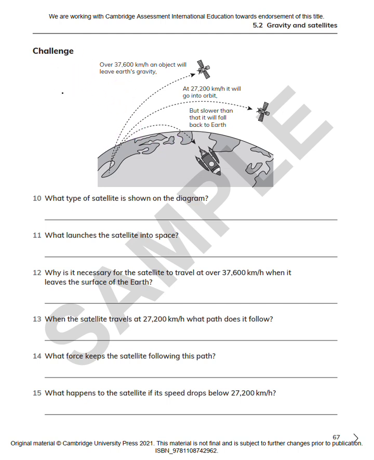Challenge. Over 37,600 kilometers an hour, an object will leave Earth's gravity. At 27,200 kilometers per hour, it will go into orbit. But slower than that, it will fall back to Earth. What type of satellite is shown in the diagram? So these three satellites, they are artificial satellites made by humans.